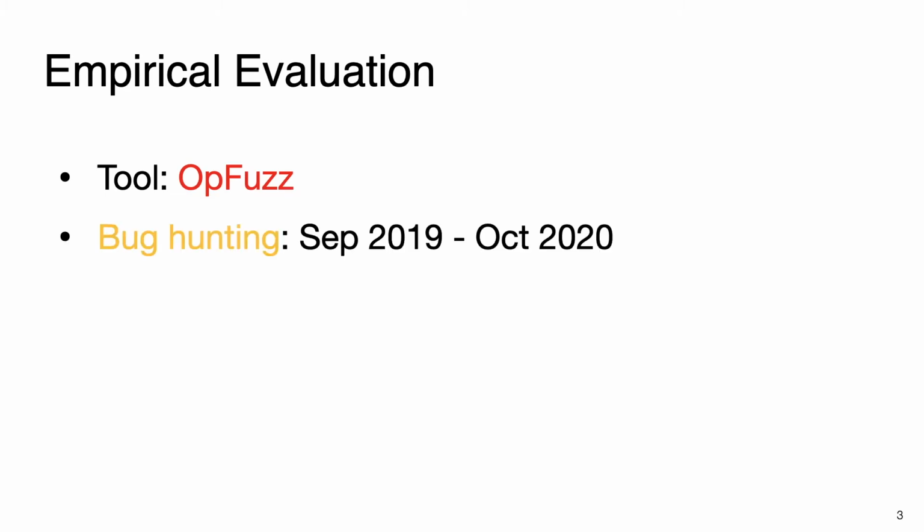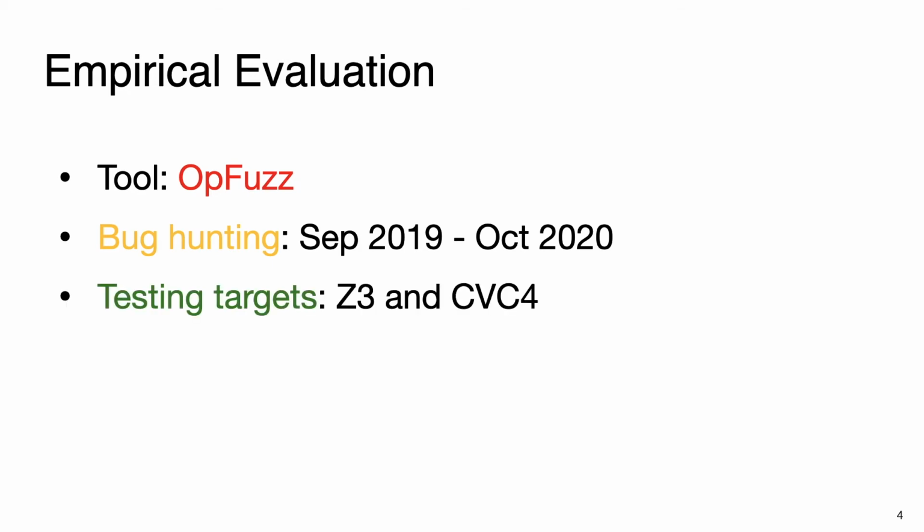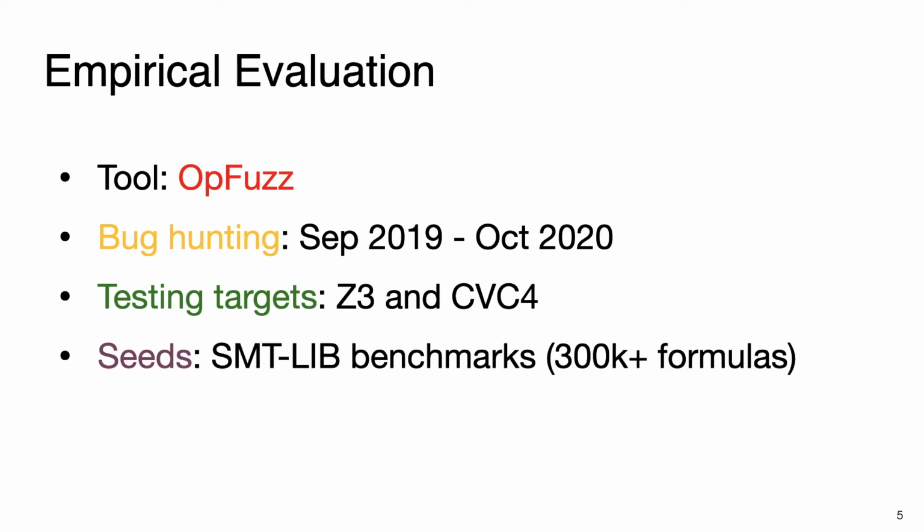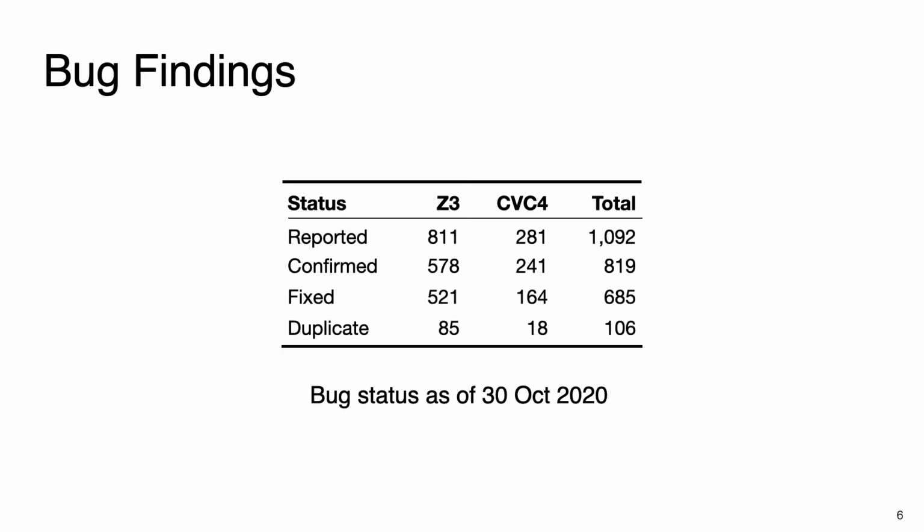To evaluate type-aware operator mutation, we realized a fuzzer called OOPSLA, with which we conducted a bug hunting campaign from September 2019 to October 2020. We tested the two state-of-the-art SMT solvers Z3 and CVC4 in various configurations. For the test seeds, we used the SMT-LIB benchmarks comprising over 300,000 formulas across many SMT logics. We have pre-processed these formulas to ensure that Z3 and CVC4 do not trigger any bugs on these seeds.